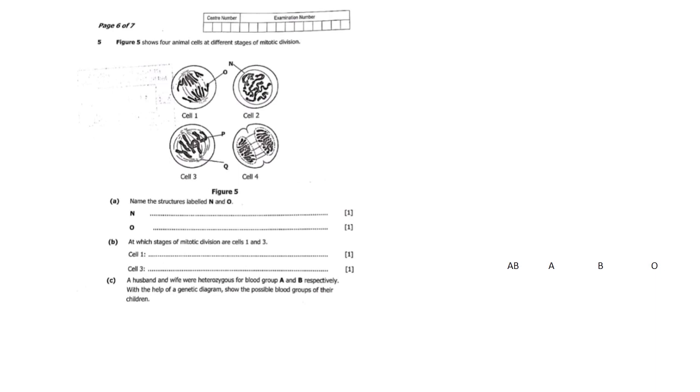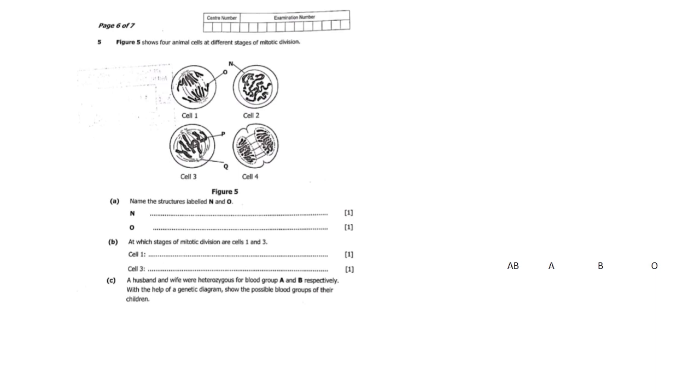Let's move on. Question number 5. Figure 5 shows 4 animal cells at different stages of mitotic division. So we can see here there are 4 animal cells and each at a different stage of mitotic division. So this is mitosis.